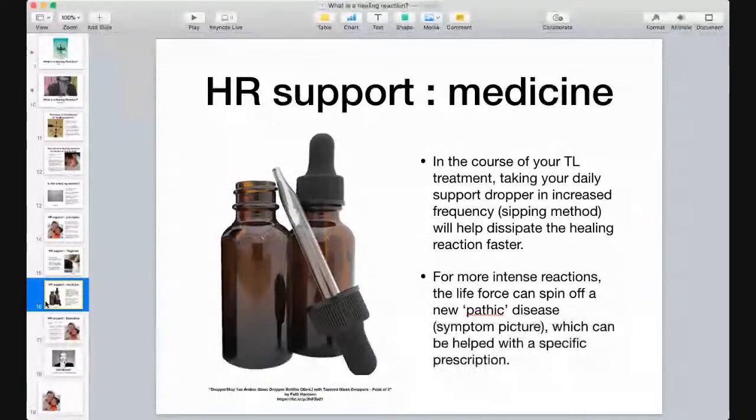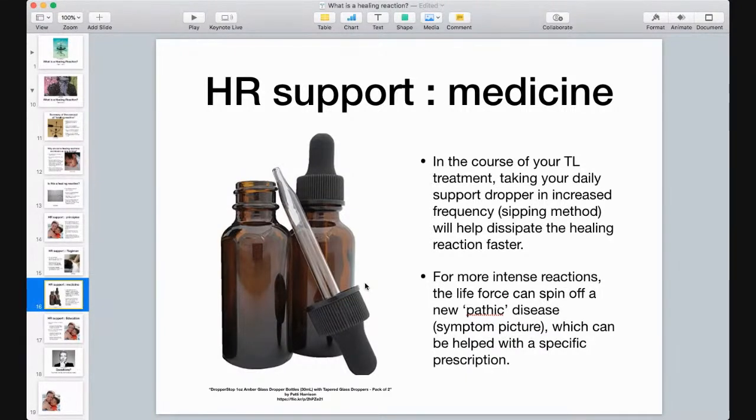and you can just keep sipping on that. Every few hours, every few minutes, you can have a certain frequency of that, which matches the intensity of your healing reaction, and your support dropper is going to help expedite the whole process and get you to the other side more easily and with less stress and less intensity on the other end of it.